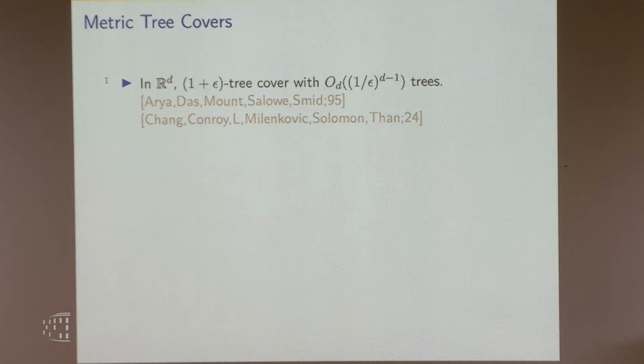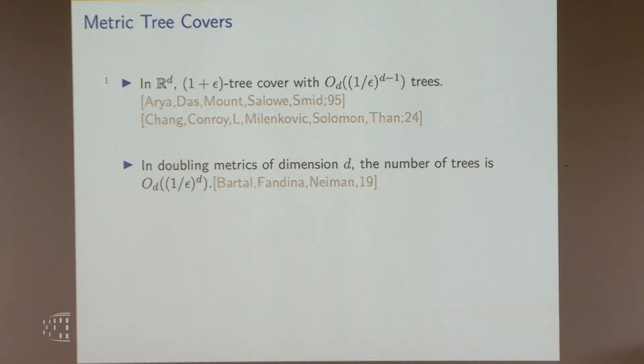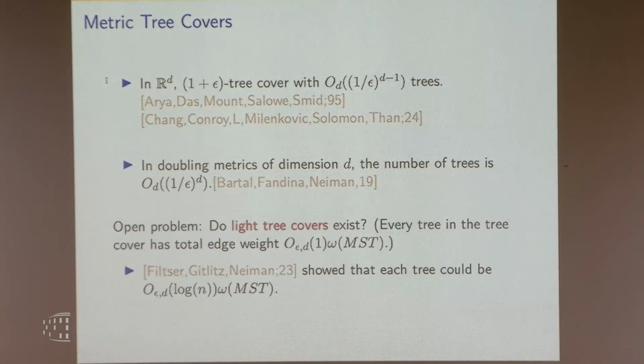So what do we know? Well, in Euclidean space, actually there isn't a lot of work. But right now we're able to bring the number of trees to (1/epsilon)^(d-1). Also in doubling metrics, you can do more or less the same, but you lose a 1 over epsilon factor.